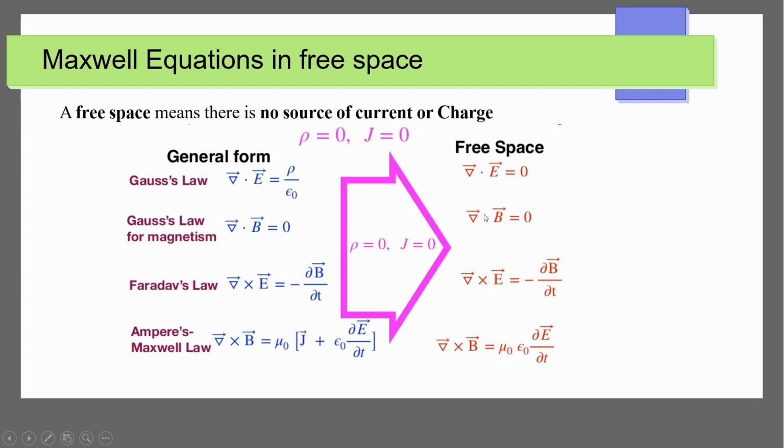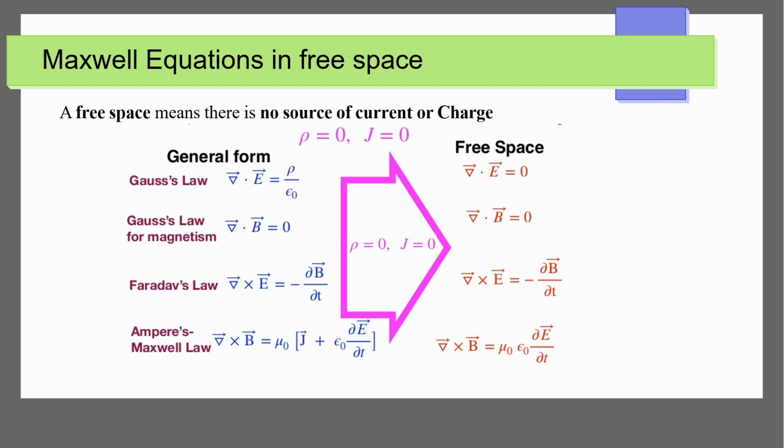0, the divergence of a magnetic field is also 0, the curl of an electric field is equal to the negative change in the magnetic field with respect to time, and the curl of a magnetic field is equal to the displacement current.